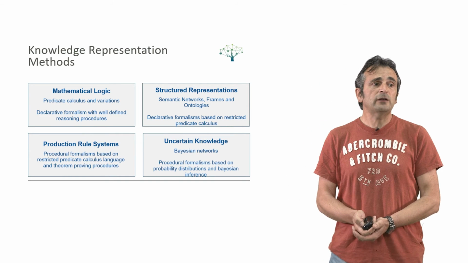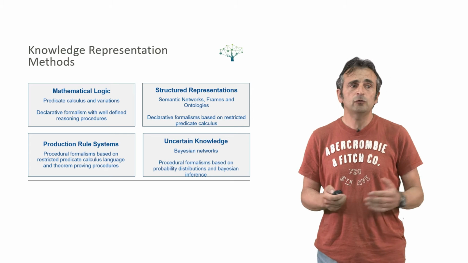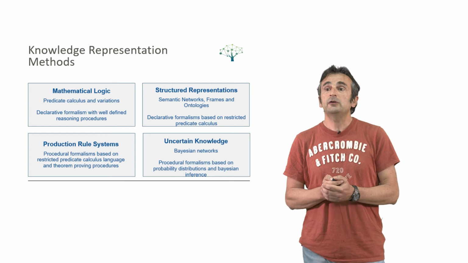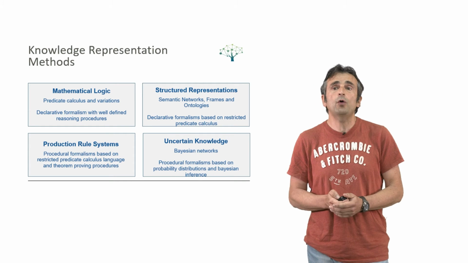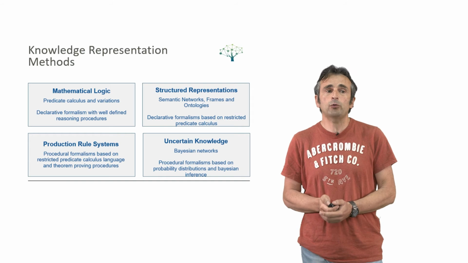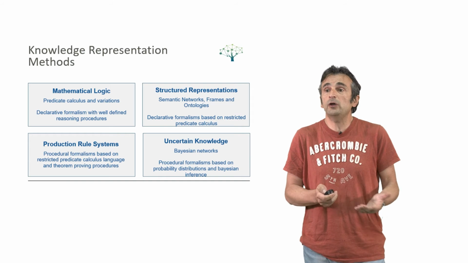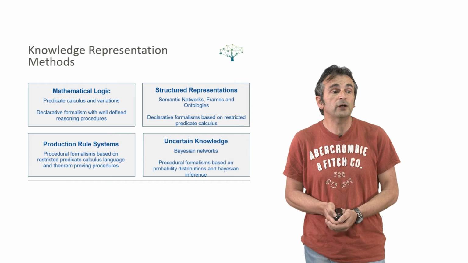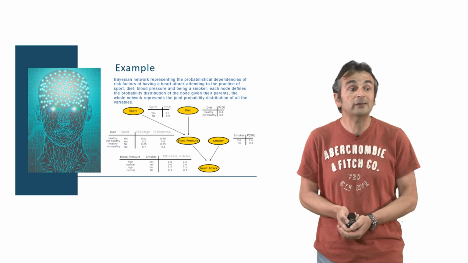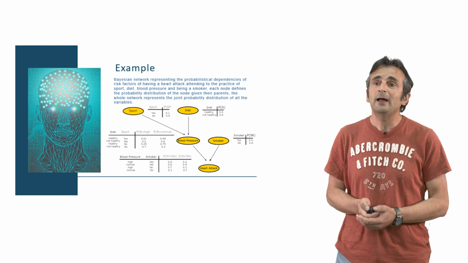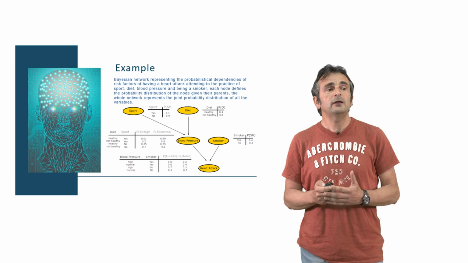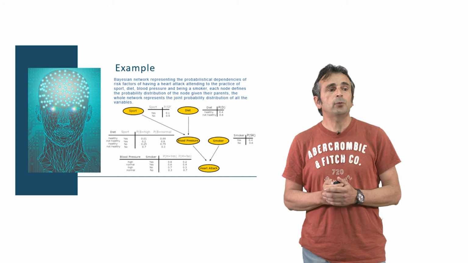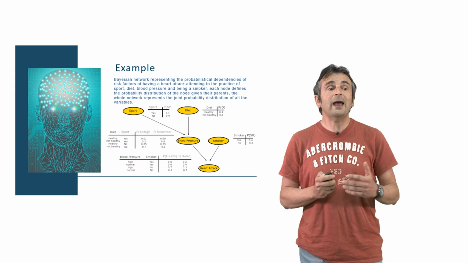We will see that artificial intelligence has used several languages to represent knowledge, such as mathematical logic, which is an old field that AI has borrowed from mathematics. In other situations, it is more convenient to use other languages to deal with uncertainty. For instance, the language of Bayesian networks allows us to represent in a suitable way probability distributions and answer queries about probabilities efficiently.